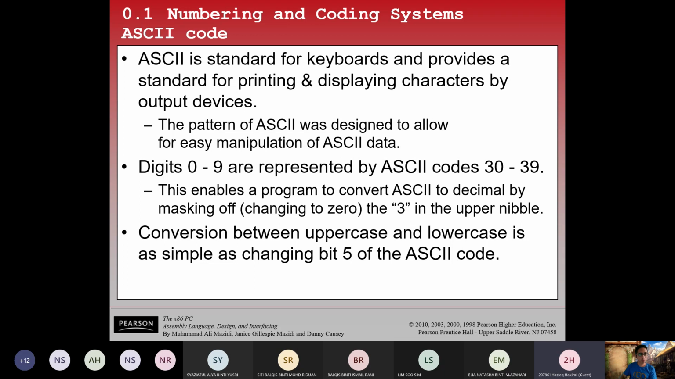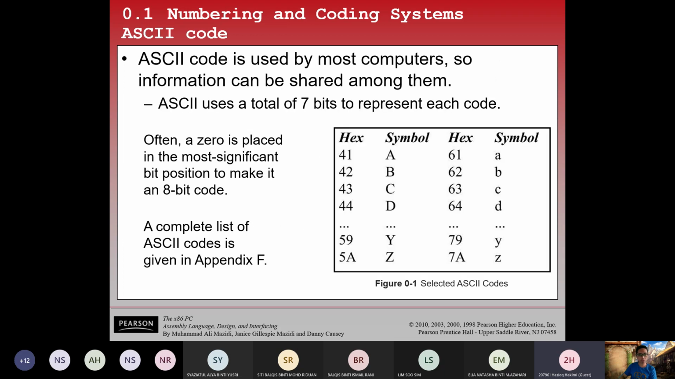Okay, so ASCII is the standard that we use right now. It is the standard for keyboards, and provides the standard for printing and also displaying characters by the output devices. The pattern of ASCII was designed to allow for easy manipulation of the ASCII data. As I mentioned before, digits 0 to 9 are represented by ASCII codes 30 to 39. As you see here, 4 and below that is used for the alphabet, and below that is used by the digits.